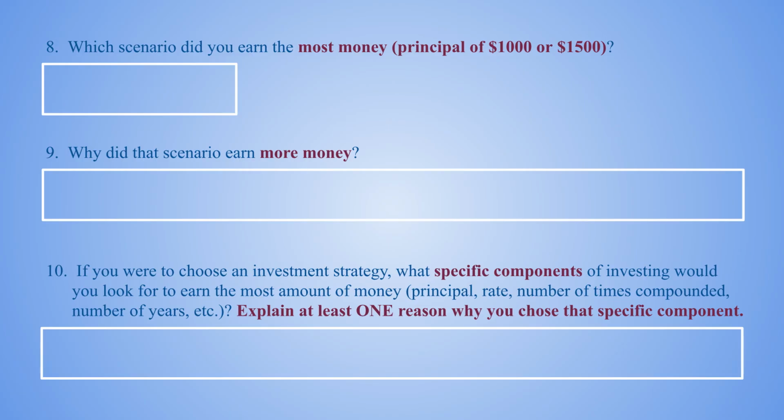Finally, review your practice problems. Which principal amount, $1,000 or $1,500, earned the most money, and why? If choosing an investment strategy, what specific components, principal, rate, or compounding frequency, would you prioritize to earn the most money? Explain your choice.